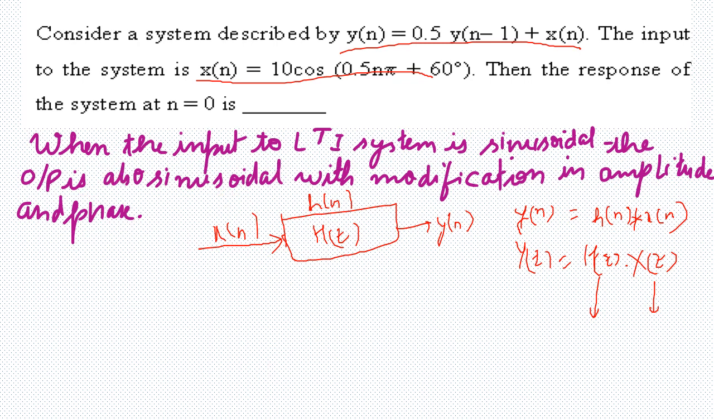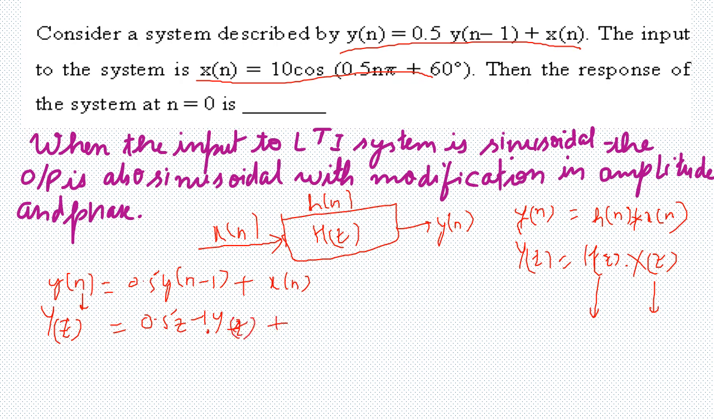So let us first try to find out what our H(z) is. For that, let's write the difference equation: y[n] = 0.5 y[n-1] + x[n]. So we can take a Z transform. If we take the Z transform, we get Y(z) = 0.5 times... We can use the Z transform properties again. It is delayed by 1, so we can multiply by z inverse with Y(z), then we get this value, and X(z). Now taking the Y(z) terms to one side and combining and taking it out, we get this.